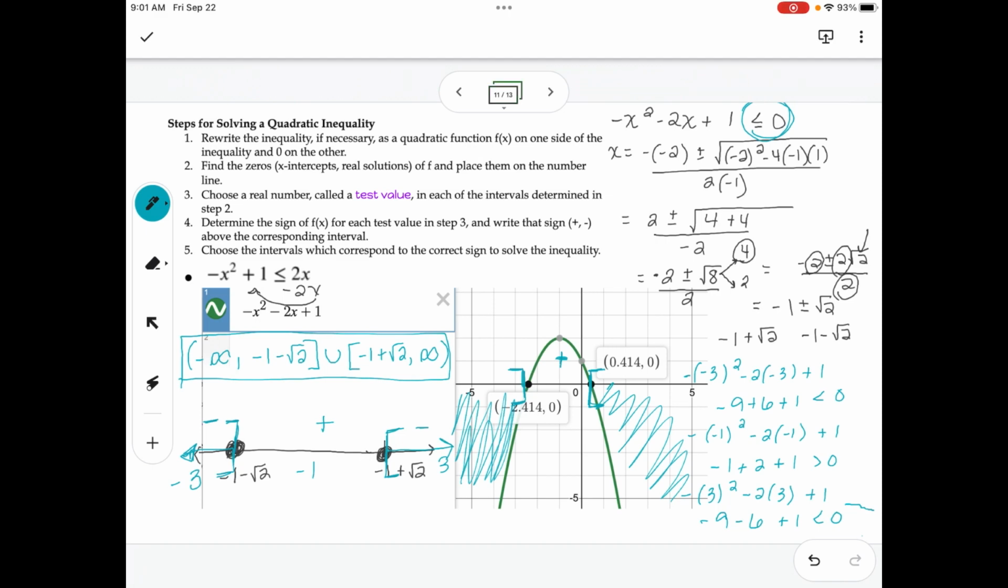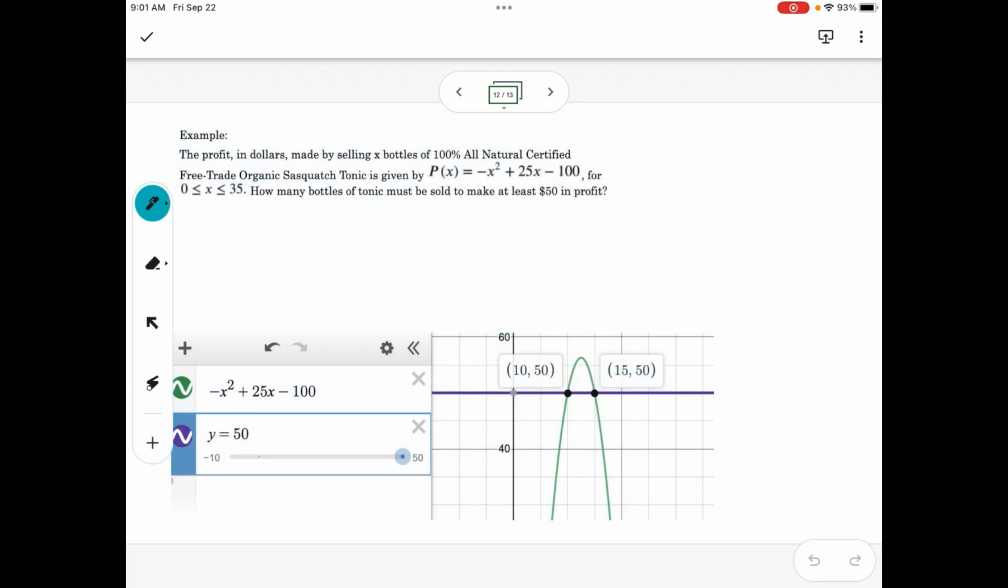So the last couple are looking at solving inequalities with respect to an application type problem. So here I've got the profit in dollars made by selling x bottles of 100% all natural, free trade organic Sasquatch tonic is given by -x squared plus 25x minus 100, where our x value, so the number of bottles that we sell, has to be between 0 and 35 bottles. How many bottles must be sold to make at least $50 in profit?